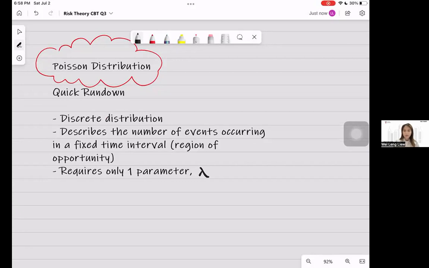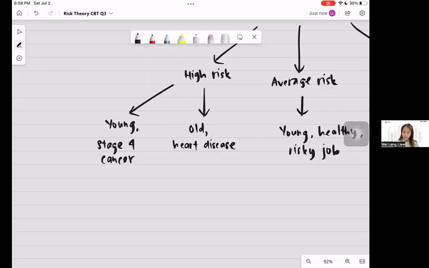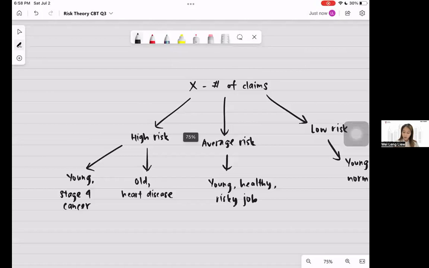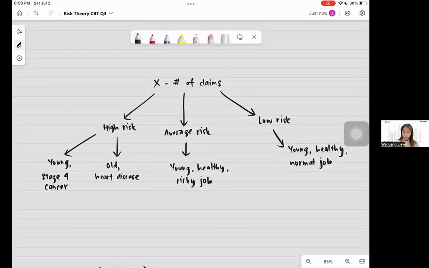However, in the question just now, as mentioned, it's a mixed Poisson distribution. So let me give you guys a scenario to depict this in a better way. Let's say X is your number of claims. In order to obtain X, you will have 3 parameters. For example, you have high risk, average risk, and low risk, each with their own lambdas, lambda 1, lambda 2, and lambda 3, for high risk, average risk, and low risk.